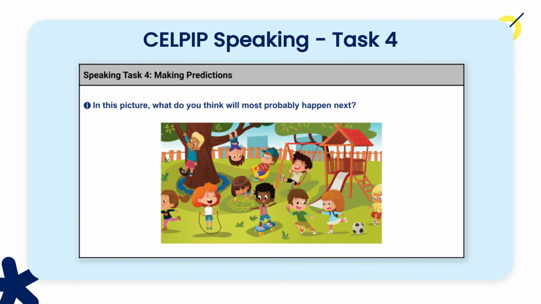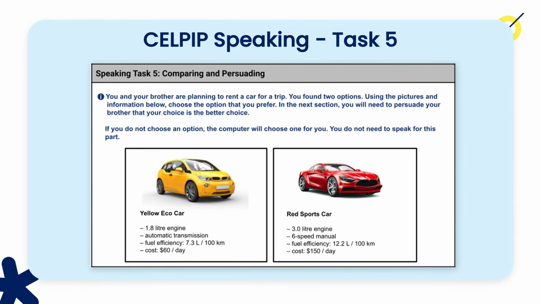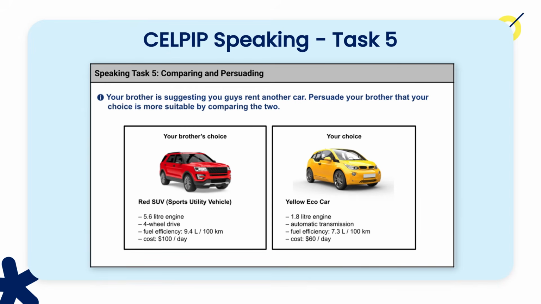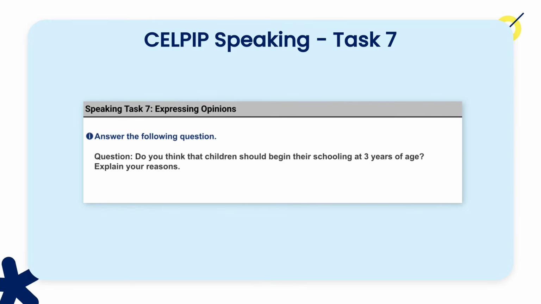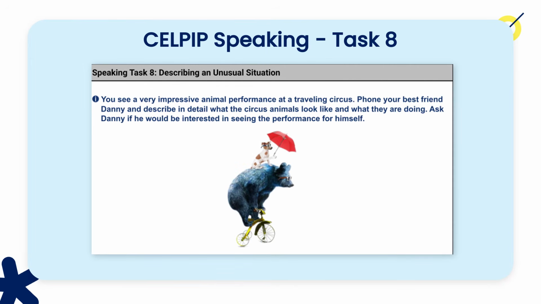Task 4, making predictions. Task 5, comparing and persuading. Task 6, dealing with a difficult situation. Task 7, expressing opinions. And Task 8, describing an unusual situation. Here's a few tips for CELPIP speaking. Don't memorize answers. Speak naturally, develop your ideas, and show a range of vocabulary.